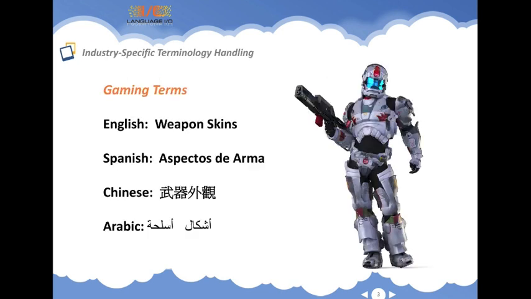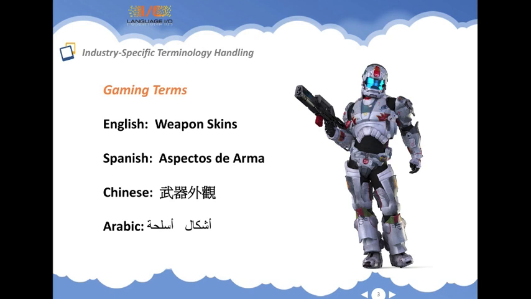I'm using the topic of gaming because, as with other industries, there are gaming terms that don't easily translate between English and other languages. For example, the term weapon skin. English is one of only a handful of languages that uses the term skin to talk about changing the appearance of something. If you use the term skin in Spanish, Chinese, or Arabic to talk about the appearance of a weapon, you'll just come across as creepy. So for these languages, a literal translation doesn't work.